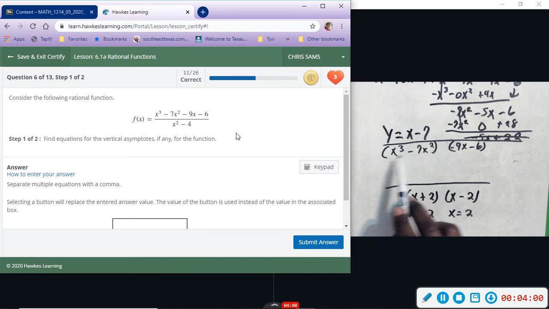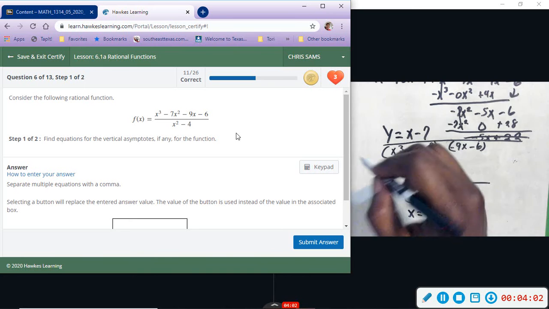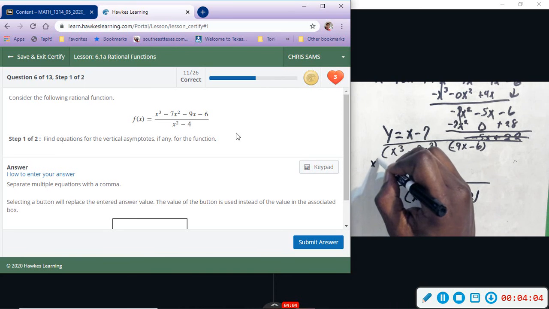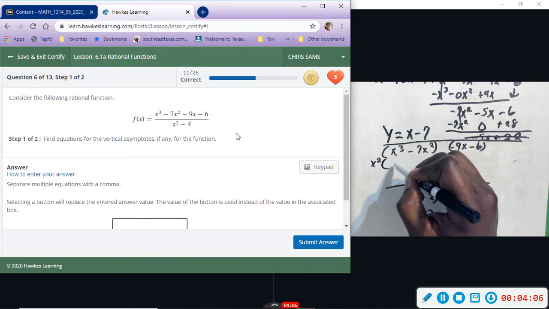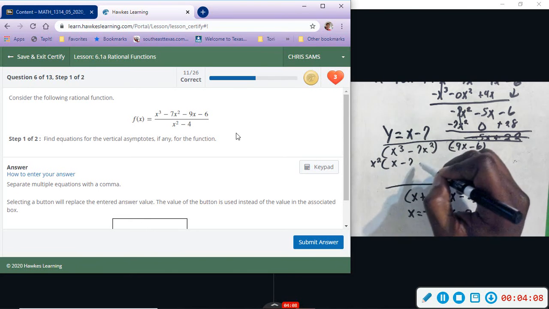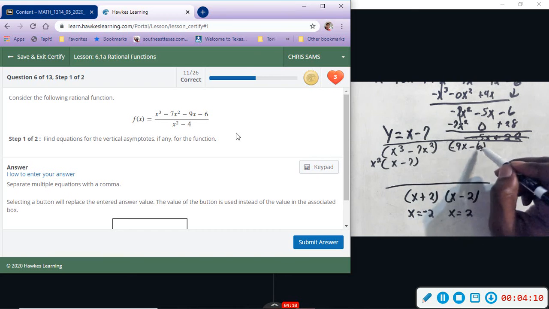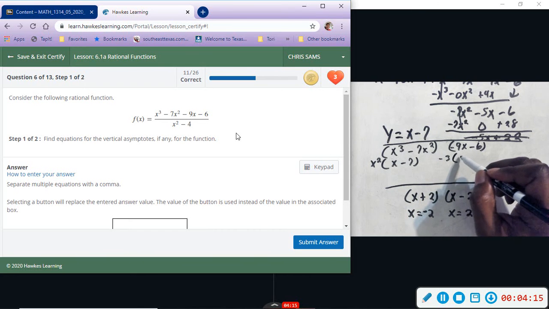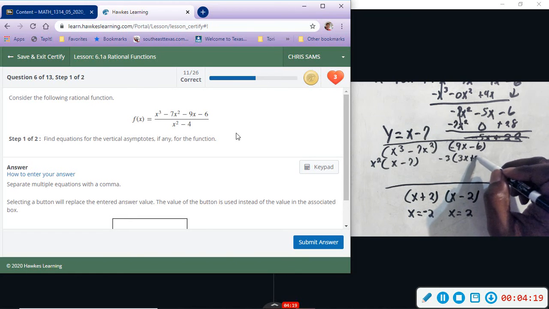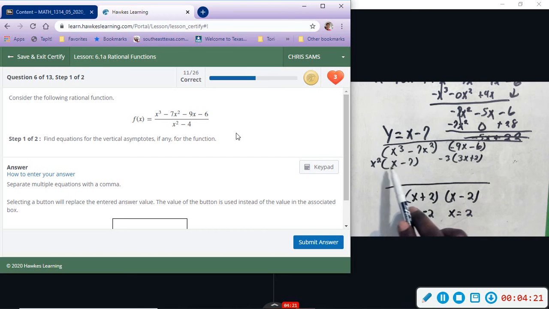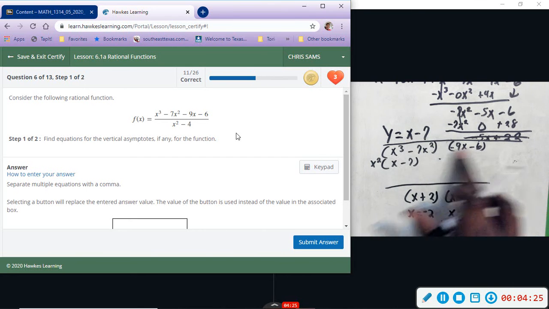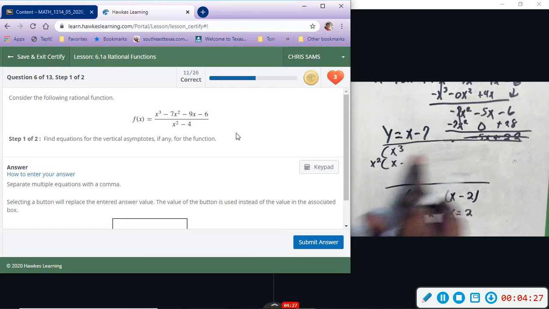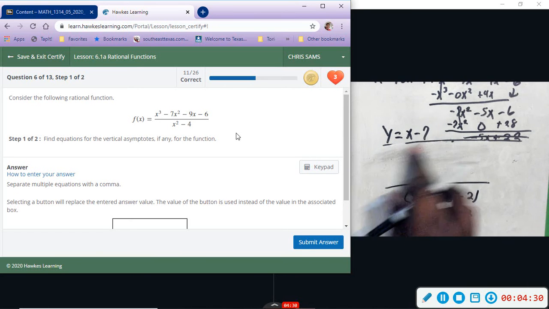Alright, these two I could factor out an x squared. And that will leave me with x minus 7. And then these two I could factor out a negative 3. And that will leave me with 3x plus 2. Okay, notice how they're not the same. So this will not factor by grouping. So I'm going to say that this numerator will not factor.